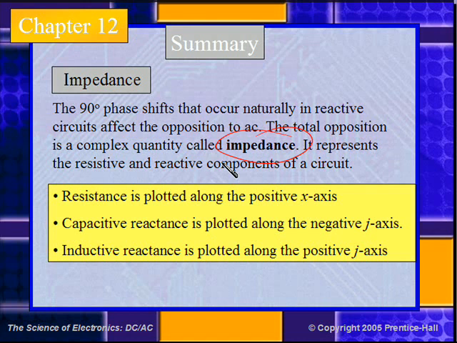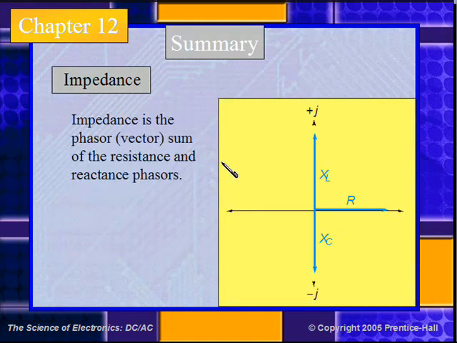Resistance is plotted along the x-axis, capacitive reactance is plotted along the negative j, and inductive reactance is plotted along the positive j. So as you can see, inductive reactance, capacitive reactance, and there's your resistor. Impedance is the phasor or the vector sum of the resistance and the reactive components.